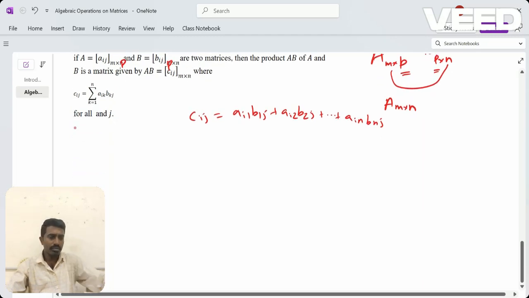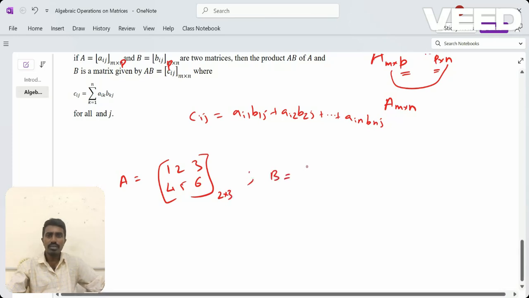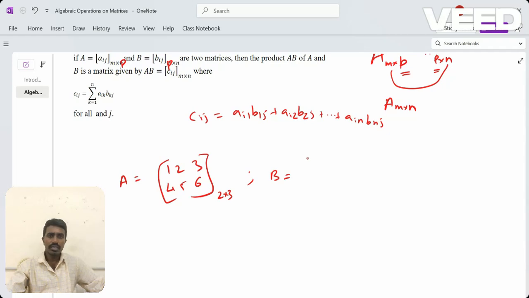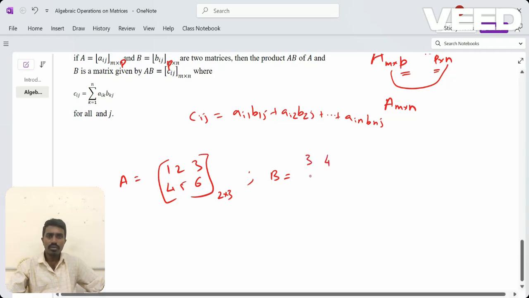If you consider a numerical problem like A equals 1, 2, 3, 4, 5, 6, and this order is 2 by 3. Now consider another matrix B like 3, 4, 5, 6, 1, 2. Then its order is 3 by 2. Now the resultant matrix AB is a matrix of order 2 by 2.